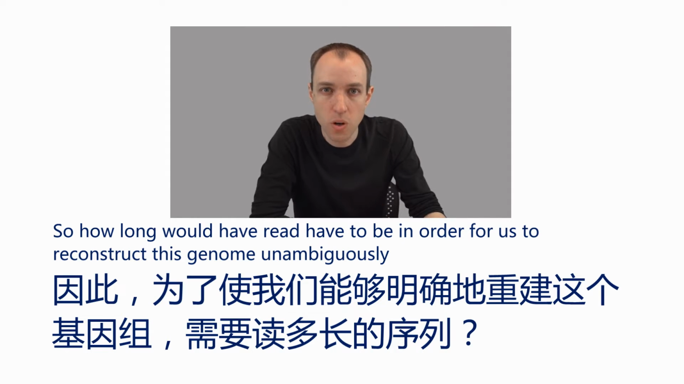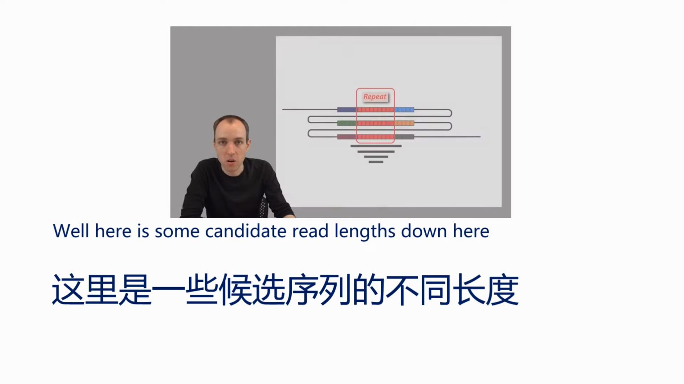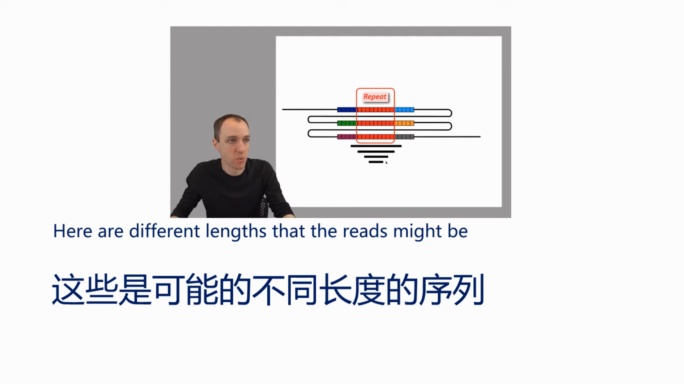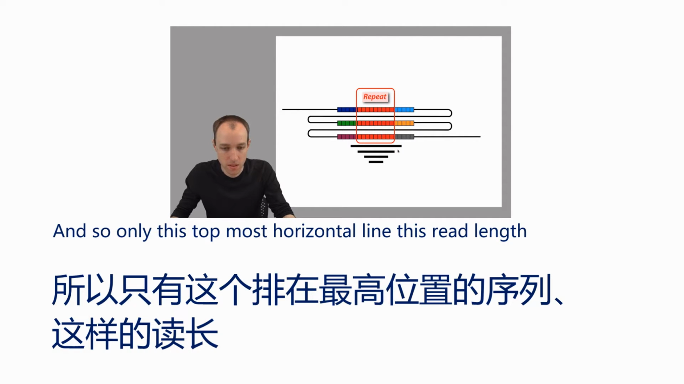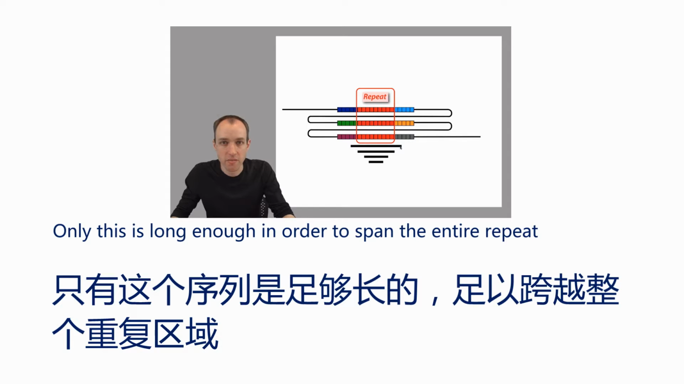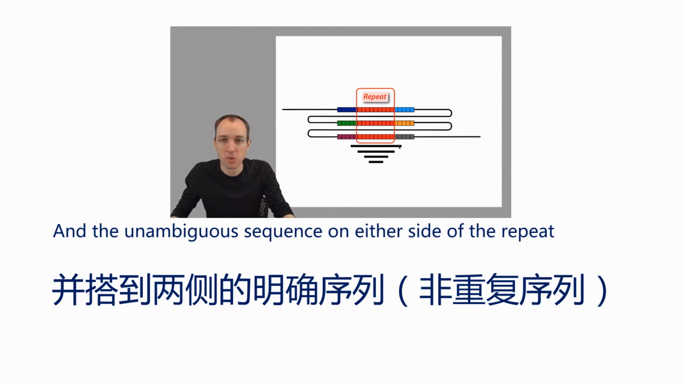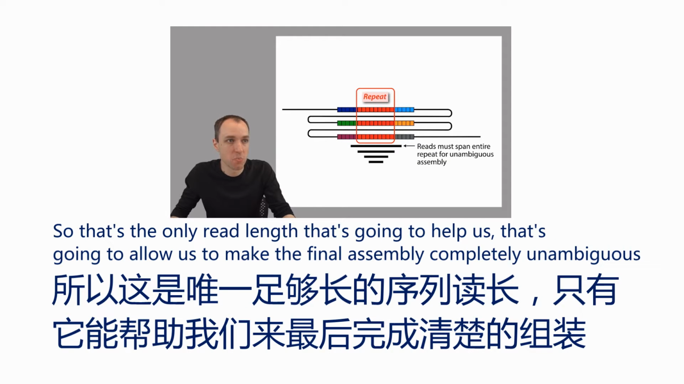So how long would a read have to be in order for us to reconstruct this genome unambiguously? Well, here are some candidate read lengths down here. Here are different lengths that the reads might be. And so only this topmost horizontal line, this read length, only this is long enough in order to span the entire repeat and the unambiguous sequence on either side of the repeat. So that's the only read length that's going to help us, that's going to allow us to make the final assembly completely unambiguous.